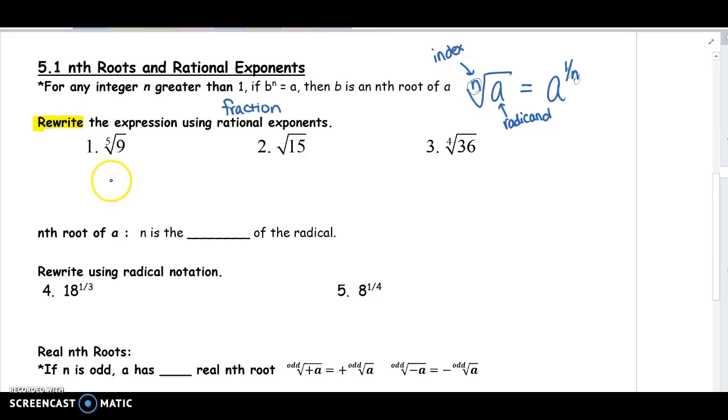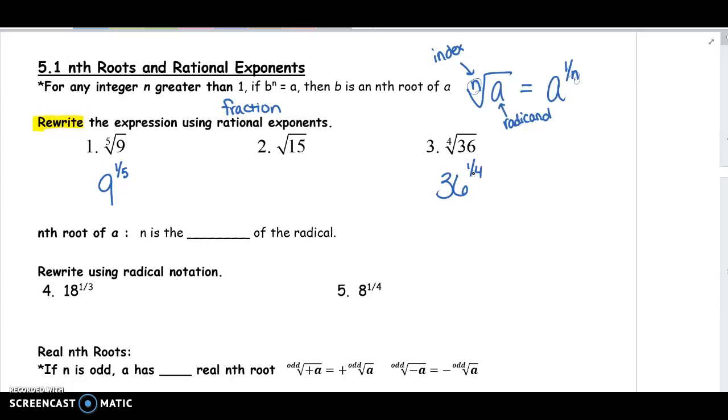So this would be 9 raised to the 1/5. So number 3 would be 36 raised to the 1/4. Do you see a problem with number 2?